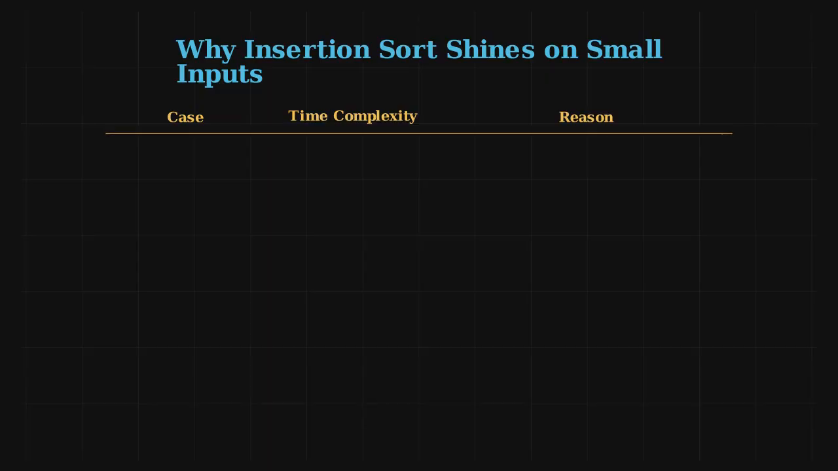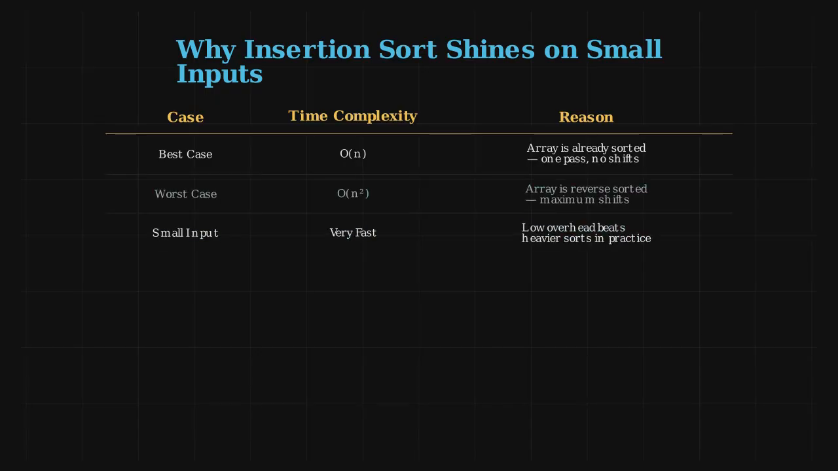Sorted. Insertion sort runs in O(n) time on nearly sorted data, and O(n²) worst case. But for small arrays, its low overhead and simple in-place swaps make it faster in practice than heavier algorithms with more overhead.